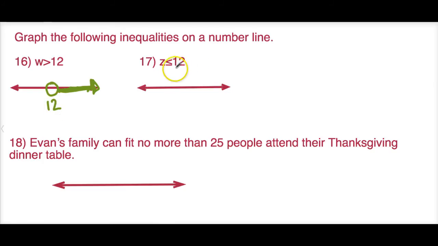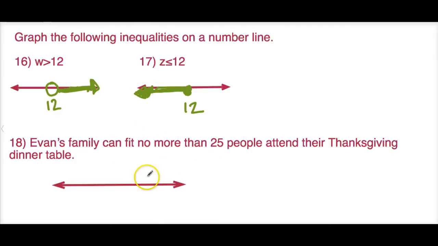Over here we have Z is less than or equal to 12, so that means that 12 is included in my data for this one. And then everything smaller is what is needed. Everything smaller.